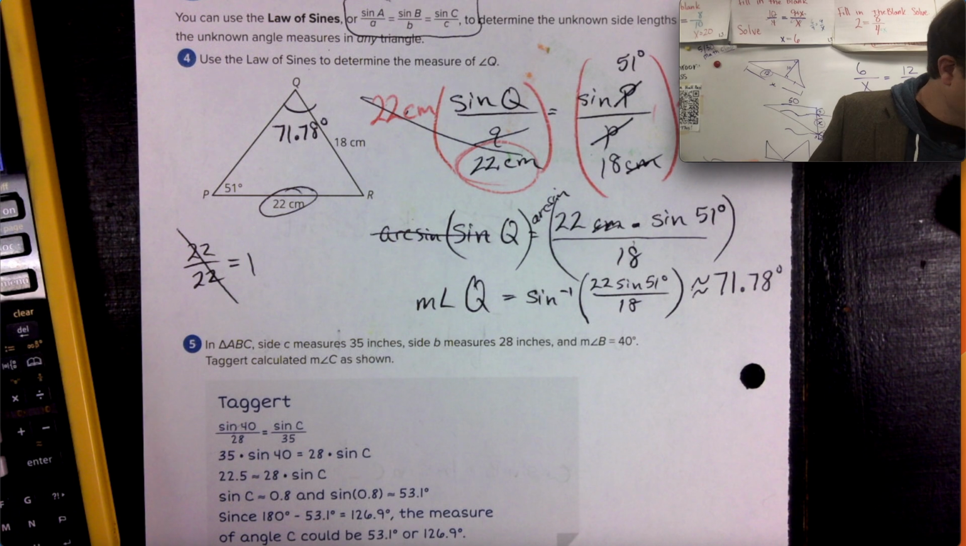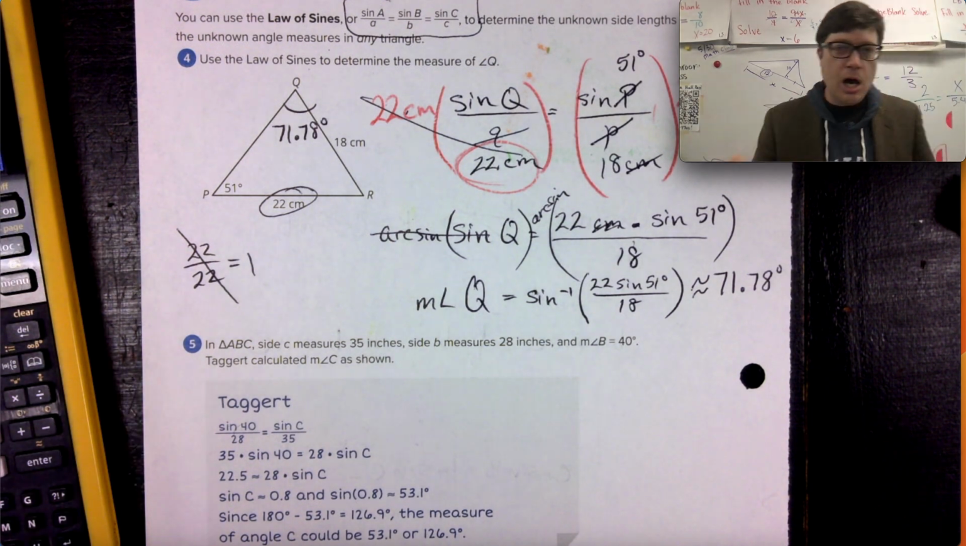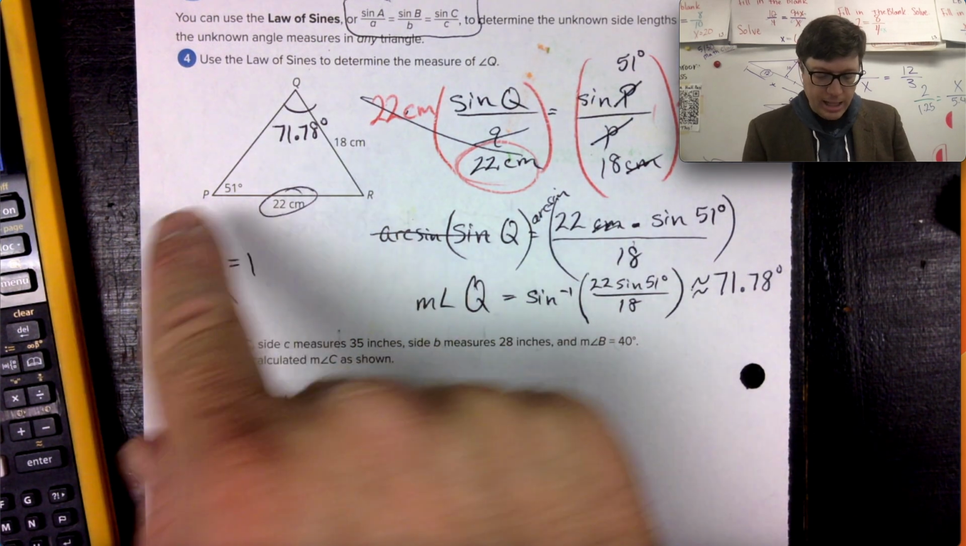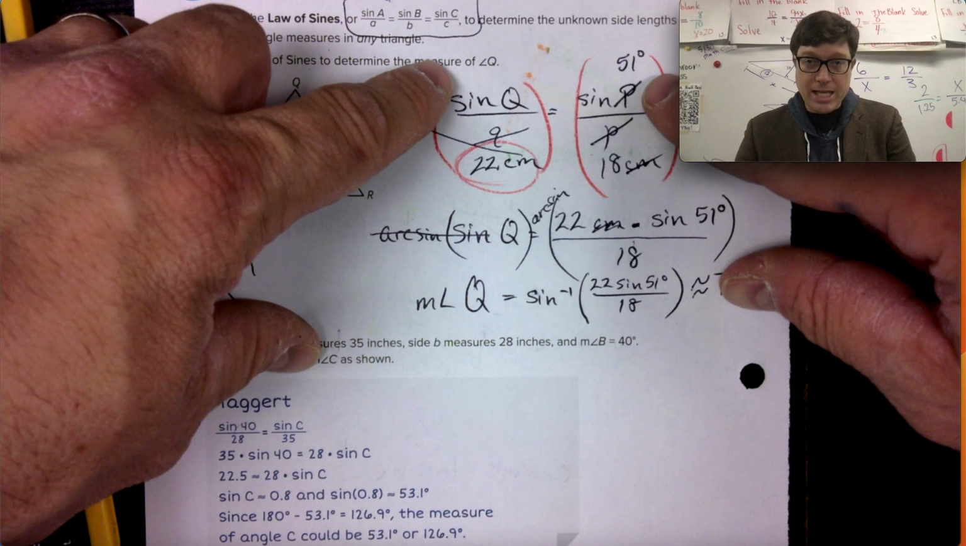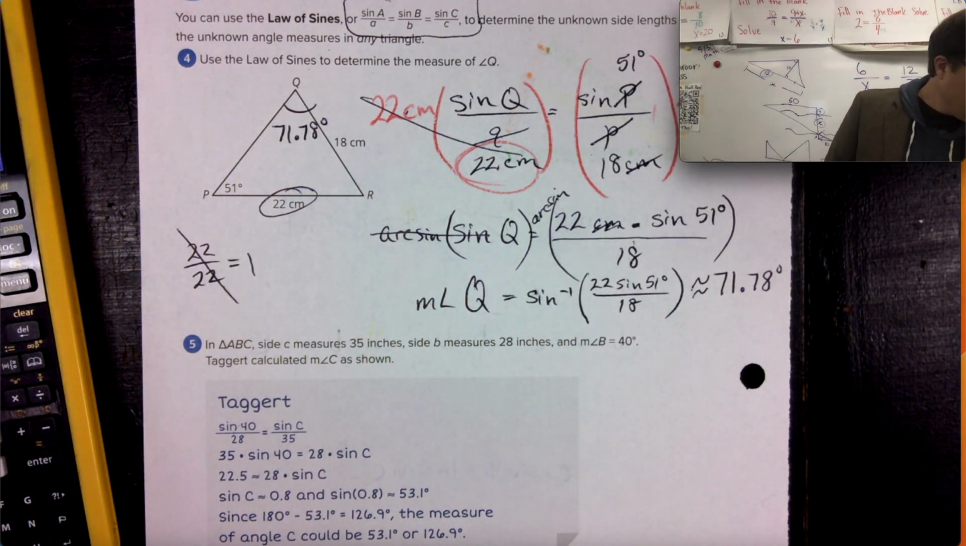Question for you to think about: how did you label the sides and angles of the triangle? Labeling angle, opposite side, angle, opposite side. That's what goes into our law of sines ratio. Let's go to the next question.